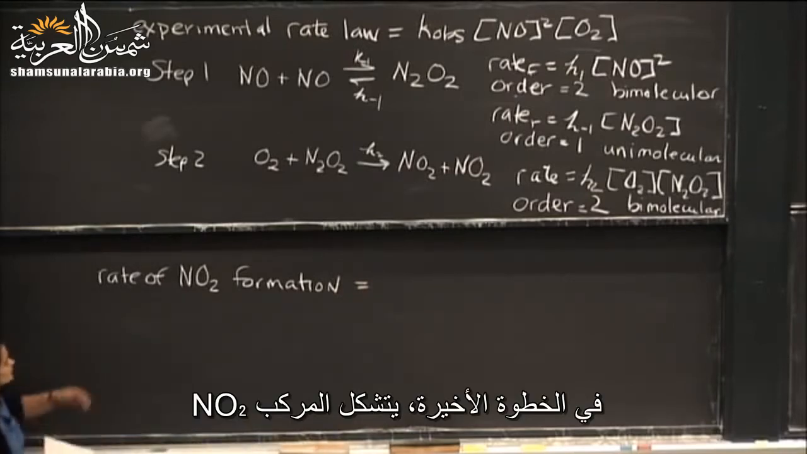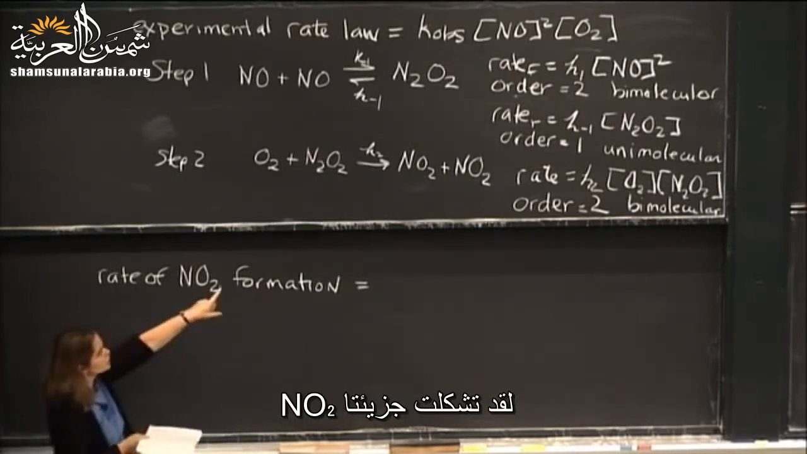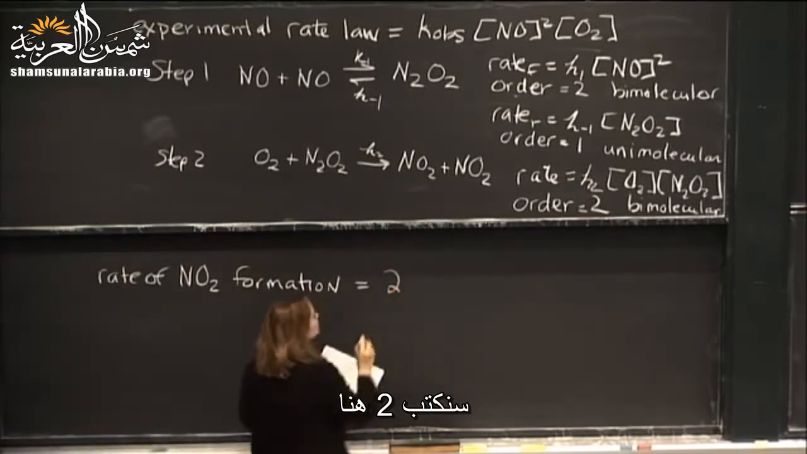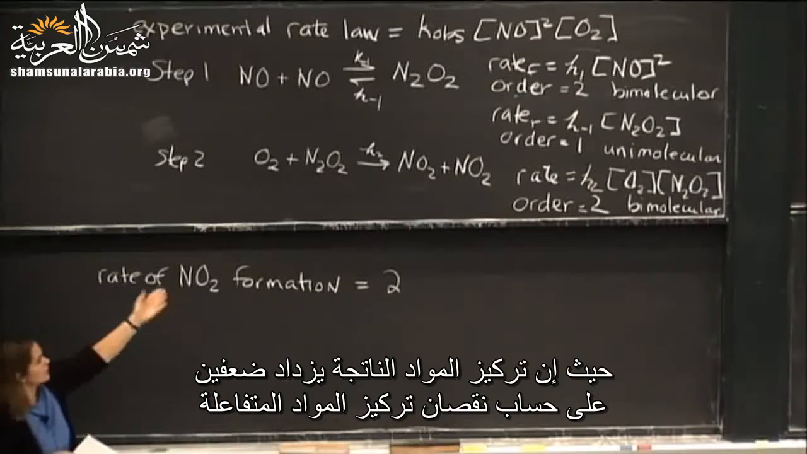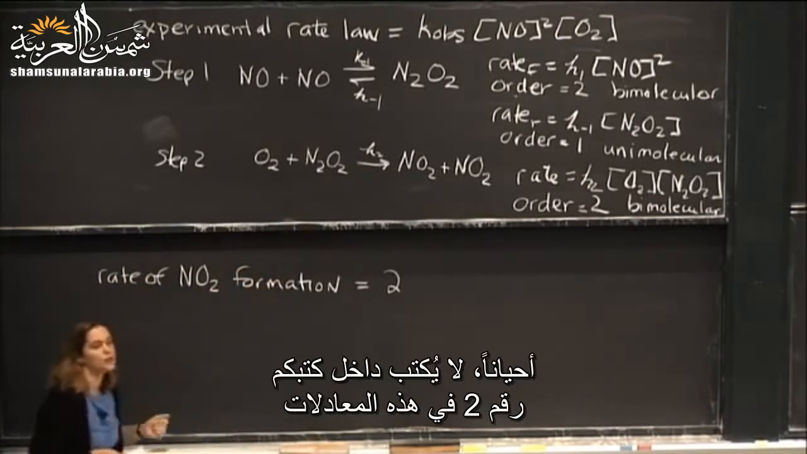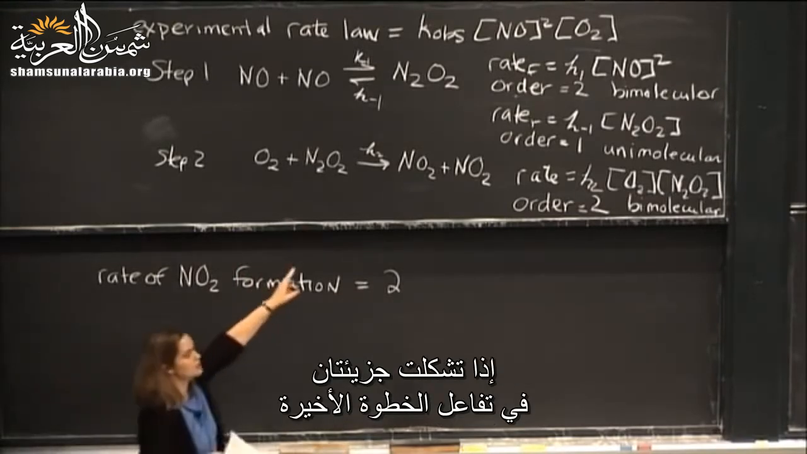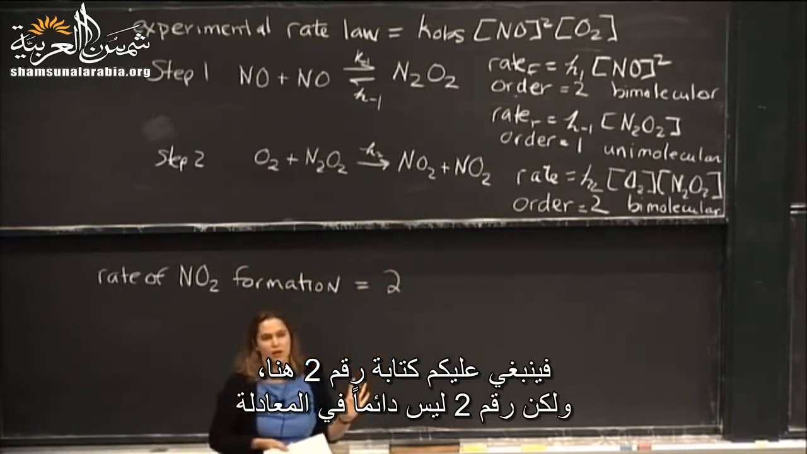So in the last step, we're forming NO2, and we can just use that last step to write this out. We're forming two molecules of NO2. So we're going to put a 2 in there because the concentration of NO2 will increase twice as much as the reactant decreases. And the book is somewhat inconsistent in its use of twos in these equations. If you're forming two molecules in your last step, there should be a 2. But 2 is not always in the answer key.